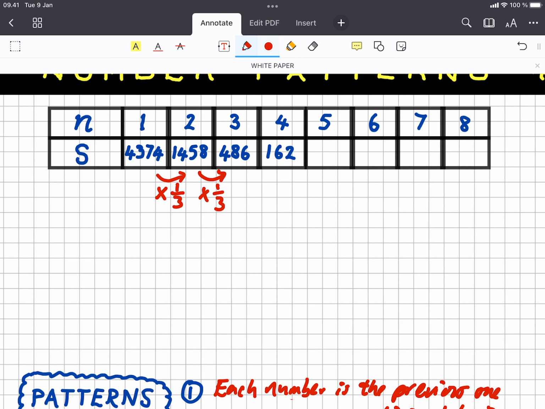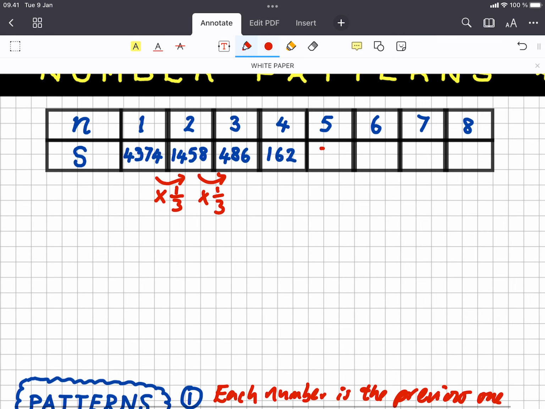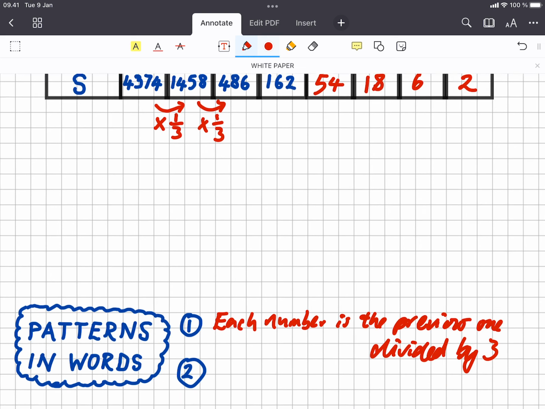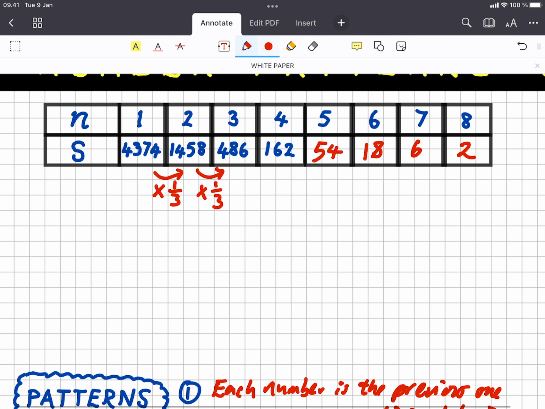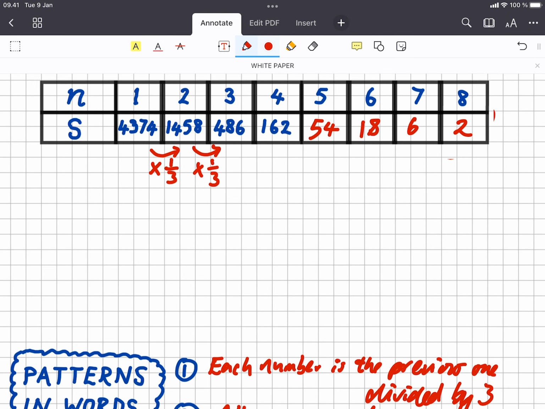So let's try and fill out the table. 162 divided by 3, 54. Divided by 3, 18. 18 divided by 3, 6. 6 divided by 3, 2. So we could make the observation that all numbers so far are even. Of course, that's not going to carry on because the next one's going to be 2/3.